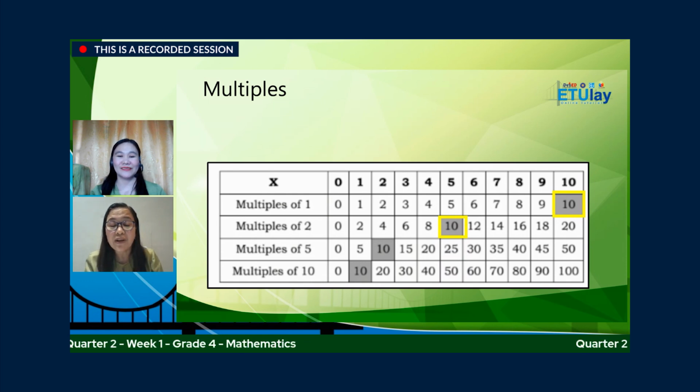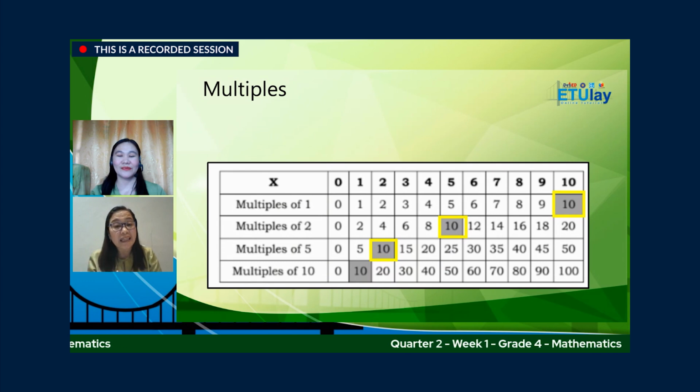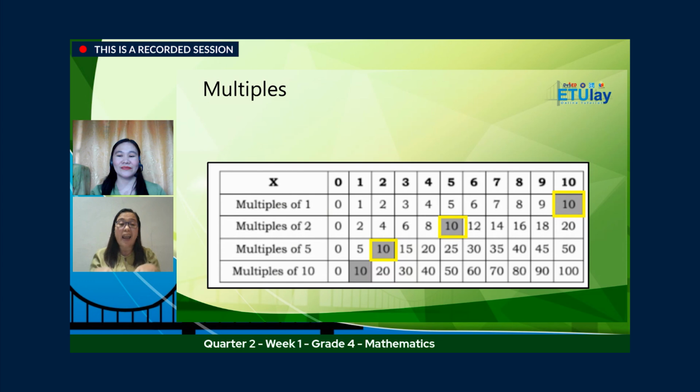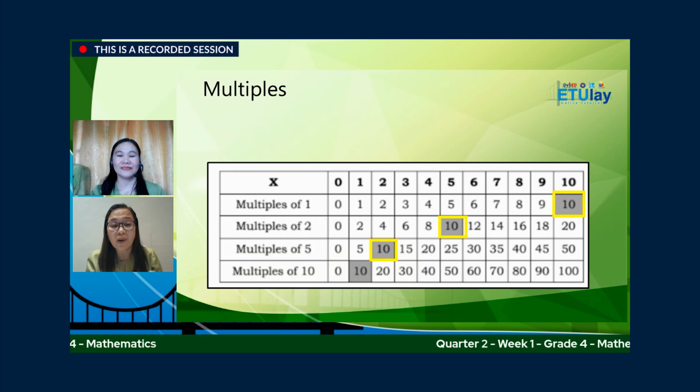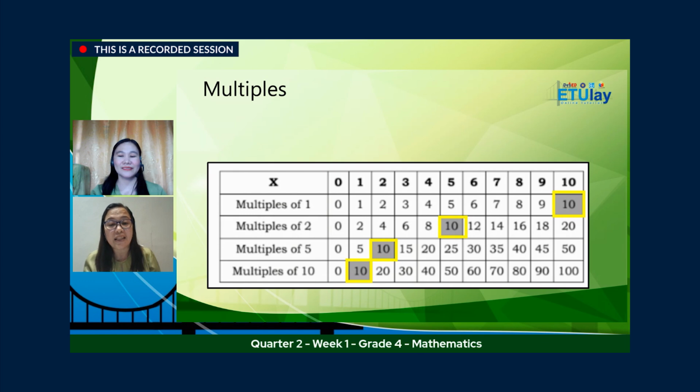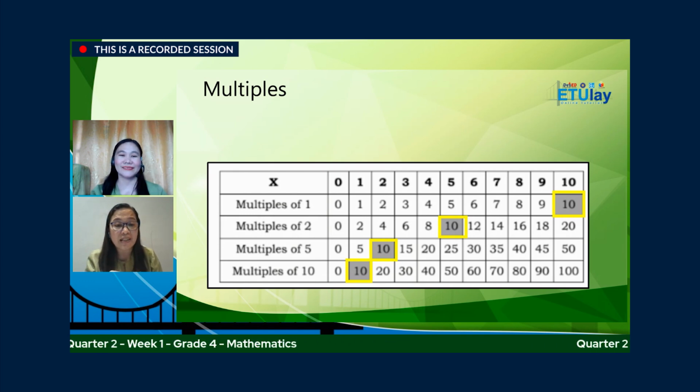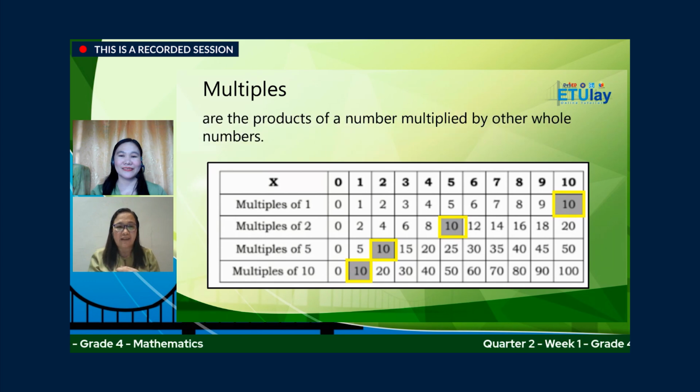Multiples of 5: 0, 5, 10, 15, 20, 25, 30, 35, 40, 45, 50, and of course, there is 10. Multiples of 10, you have there 0, 10, 20, 30, 40, 50, 60, 70, 80, 90, and 100. And of course, 10 is present.